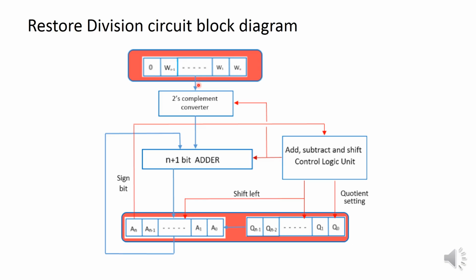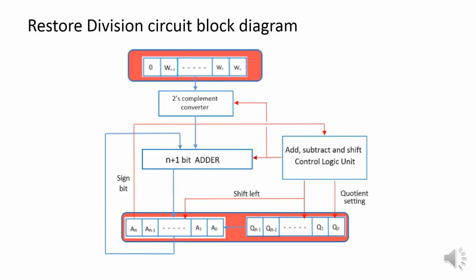Then the 2's complement of the divisor is added to the A value. Now, when doing a left shift, the bits of the A are going to the left, and the space of A, which becomes vacant, is filled with the bits of Q. So, everything is going one step to the left, one step to the left.